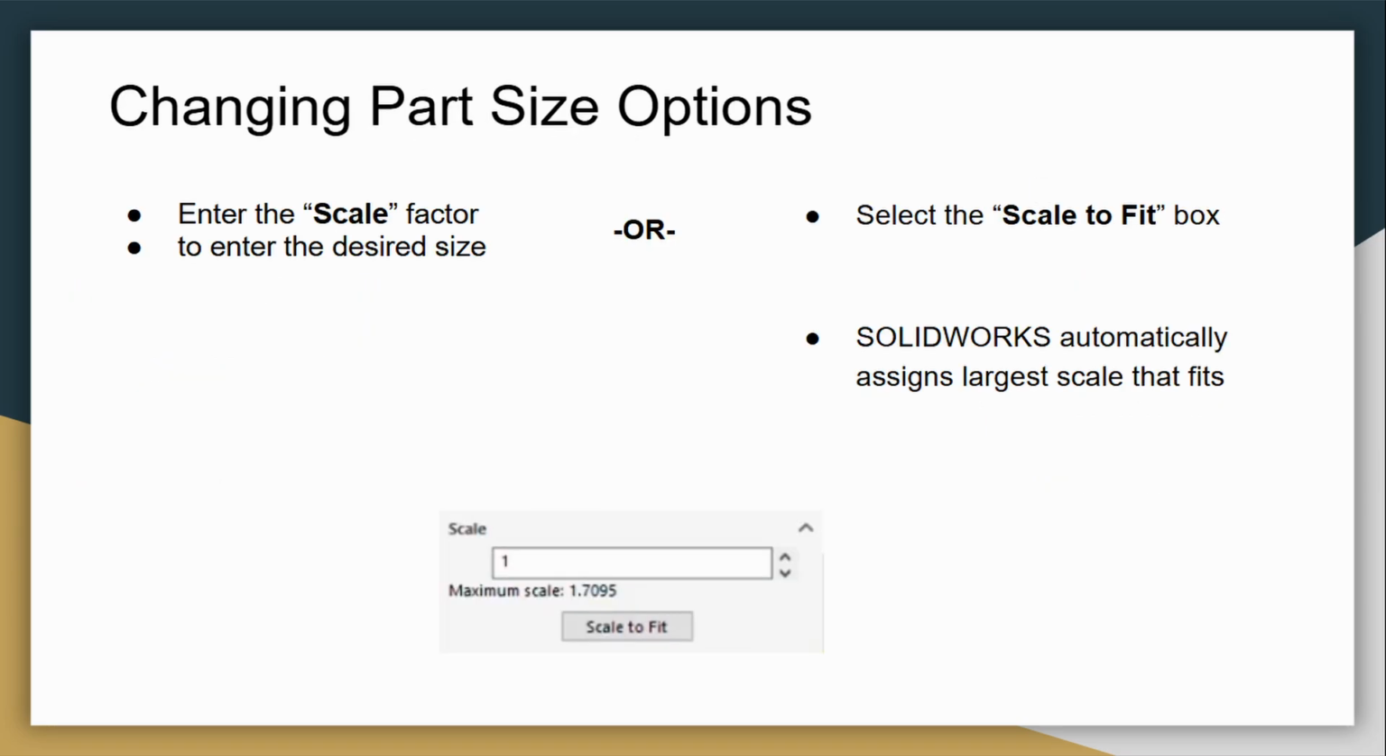To change the scale, there are a couple of options. Change the size of the part by entering the scale factor in the type box under the Scale tab, or select the Scale to Fit box, and SolidWorks assigns the largest scale that will fit in the print volume preview.